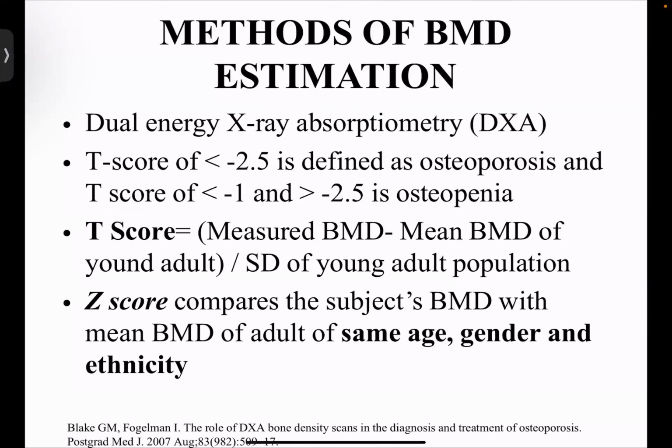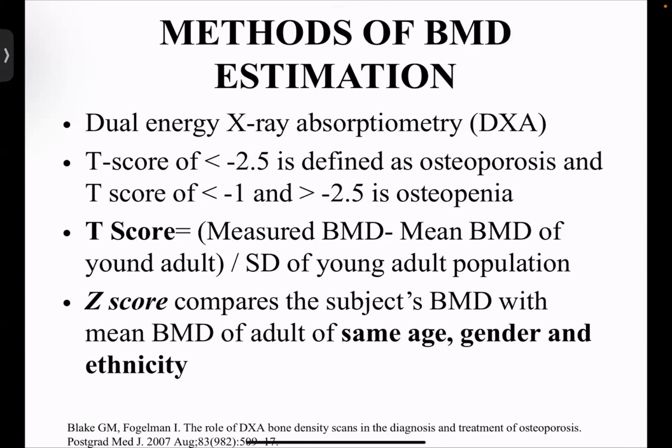Now coming to what are the methods of bone mineral density estimation. The common method is the DEXA scan, which is easily available, and we can measure osteoporosis. It is mostly used for postmenopausal osteoporosis. We use two scores, one is the T score and one is the Z score. When the T score is below minus 2.5 standard deviations, we define it as osteoporosis. All of us know that. And when it is minus 1 to minus 2.5, then there is osteopenia.